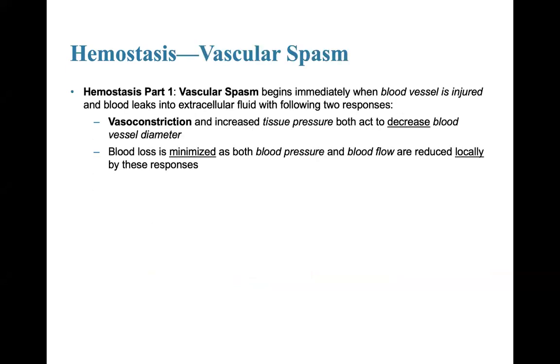So the first part, which is vascular spasms, will begin immediately when the blood vessel is injured. The function of this is as blood leaks into the extracellular fluid, with the following 2 responses. The first thing that's going to happen is you're going to get vasoconstriction. This will result in pressure to decrease blood vessel diameter. So essentially the blood vessel is going to constrict, restricting the flow of blood to the damaged area. This allows blood loss to be minimized as both blood pressure and blood flow are reduced locally by these local responses.